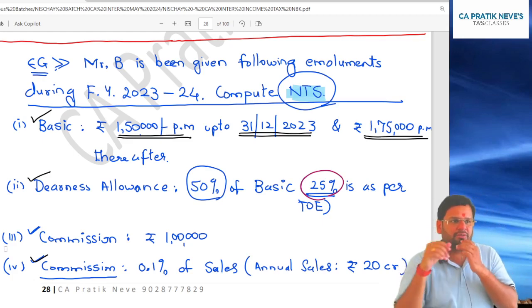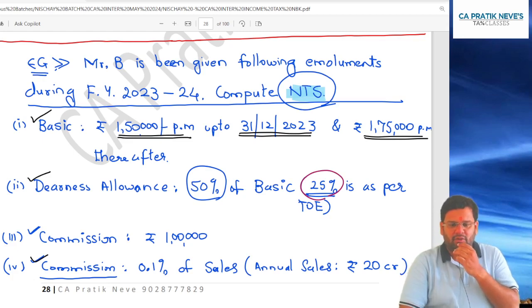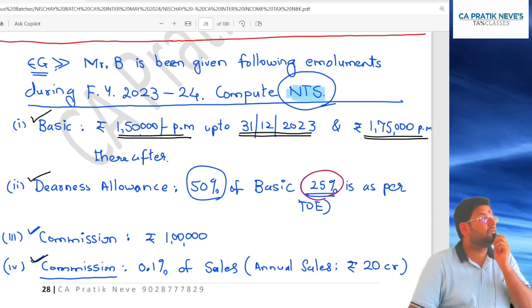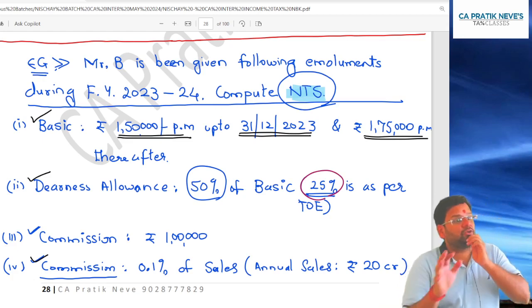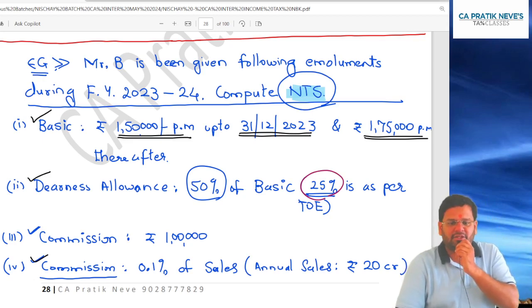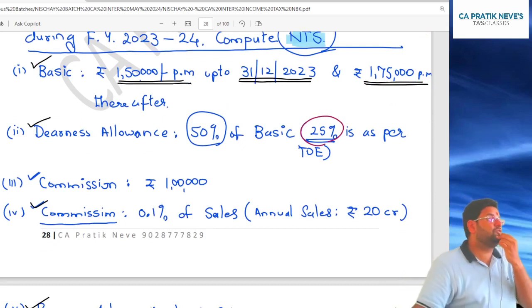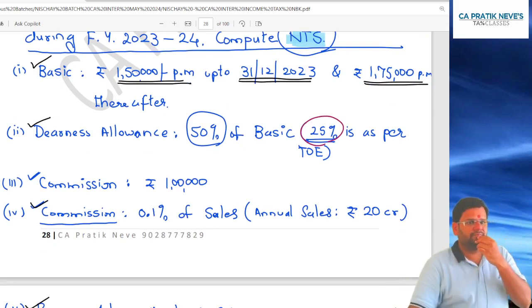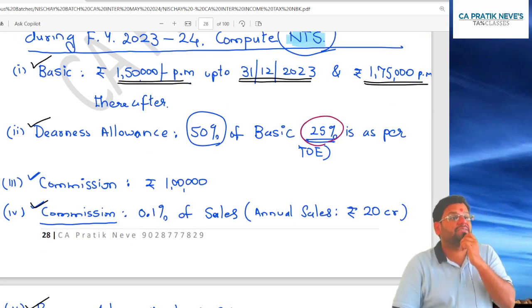Friends, did you understand both circumstances? What is the first circumstance? He is opting to pay tax as per old regime. And second, he is paying tax under section 115 BAC, that is your default regime. Clear? Chalo. Leaving one line, write down basic salary. What is your amount of basic salary? Basic salary 1,50,000 per month.